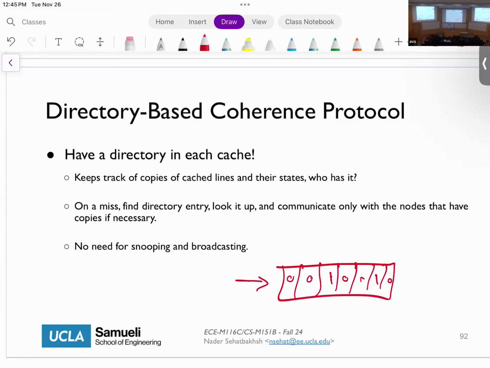You can still have all the forwarding and all the tricks that you want to have if you want to, but it has to go through the directory and come back.